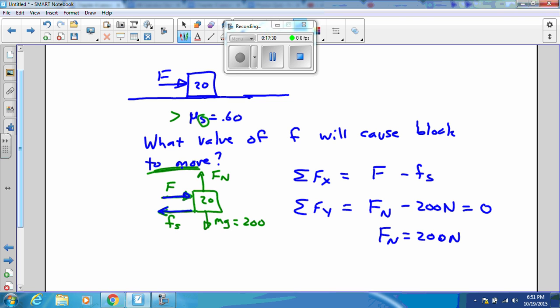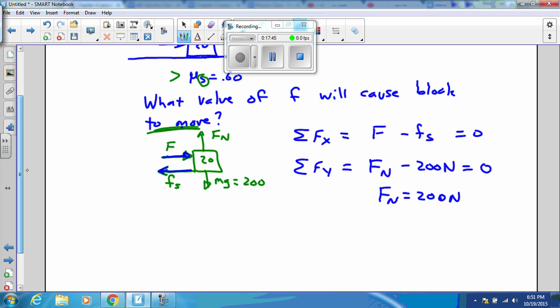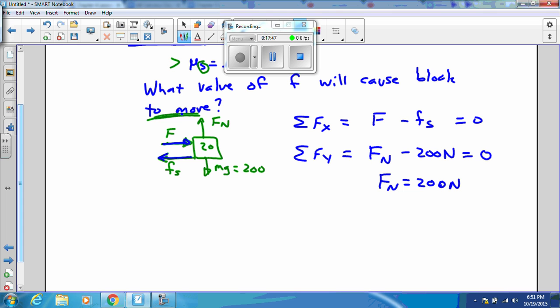In our situation, we are looking for the value of F that will cause the block to move. The block is currently not moving, and until I hit that max force, it will not change its motion either. That means its acceleration is 0, and this is a Newton 1 situation. We're going to set those forces equal to 0. So this allows me to figure out that, adding Fs to both sides, the force needed to make the block move is going to be when Fs is at its maximum.